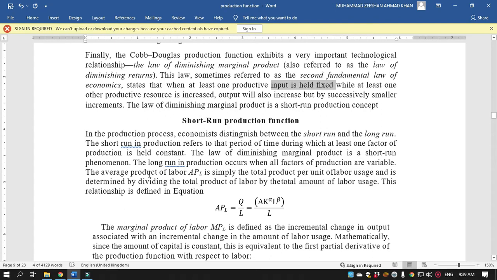The average product of labor, denoted by AP of L, is simply the total product per unit of labor used, and it is determined by dividing the total output by the total amount of labor used. This relationship can also be defined like this, where the average product of labor, as we said earlier, is the simple ratio of total output divided by labor. And if our total output is given, as here, as A K raised to power alpha, L raised to power beta, then this whole function would be divided by the number of labor.